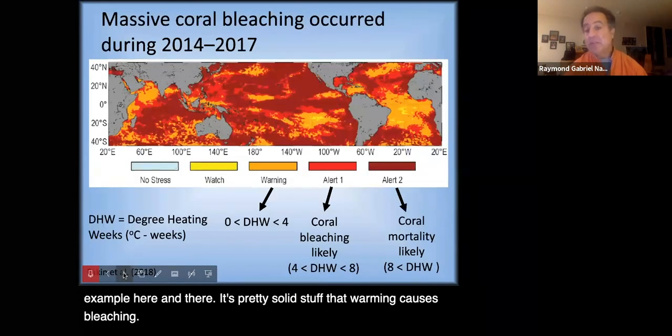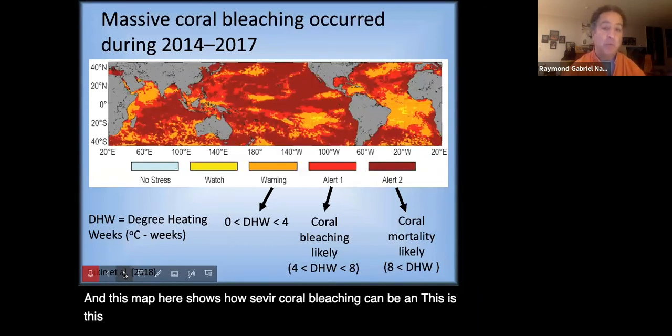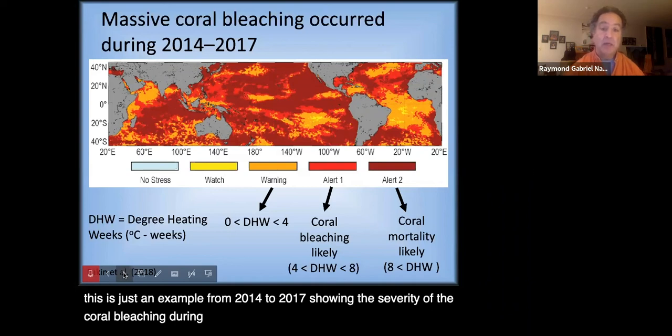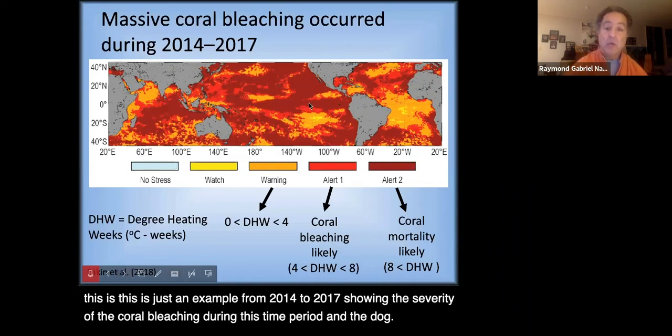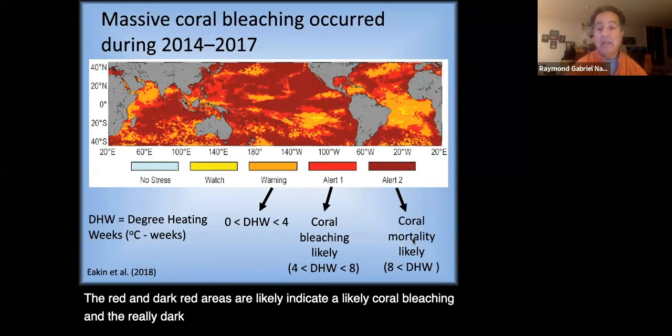And this map here shows how severe coral bleaching can be. This is just an example from 2014 to 2017, showing the severity of the coral bleaching during this time period. The red and dark red areas indicate likely coral bleaching, and the really dark red areas indicate that coral mortality is high.